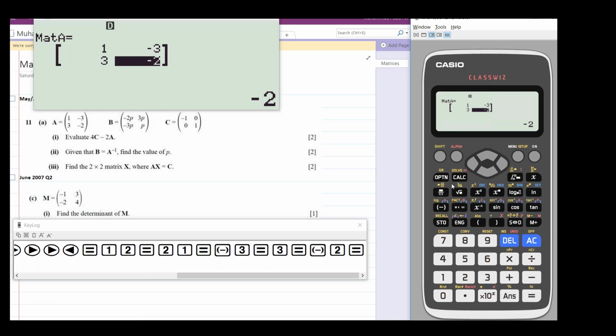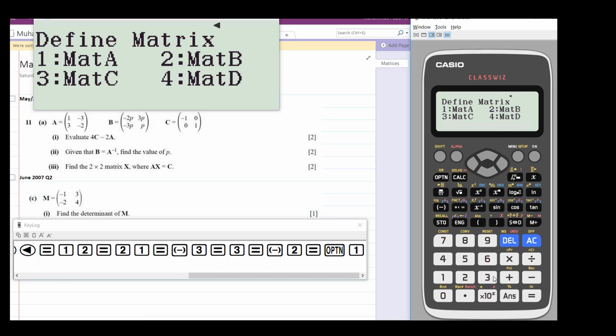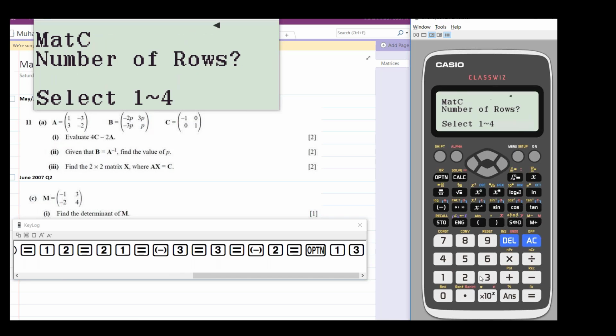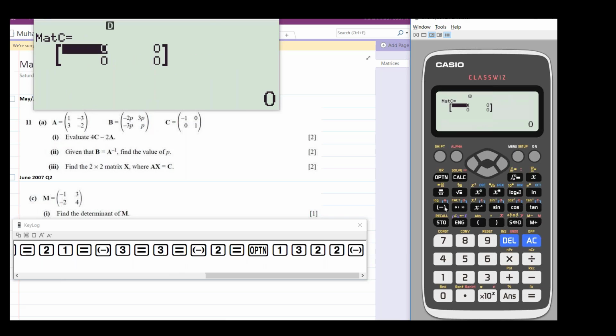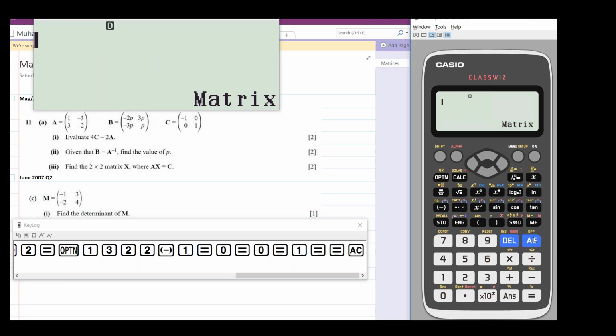For this we must press the option button. It's here, option, define matrix. Define matrix is again 1, matrix C, which is 3. The number of rows and columns are 2 and 2. The first value is negative 1, this is 0, again 0 and 1. Now we have defined matrix A and C. I will press the AC button.